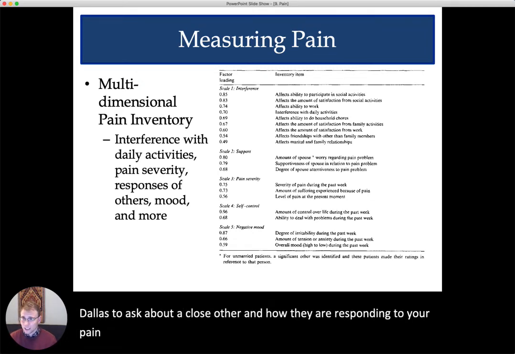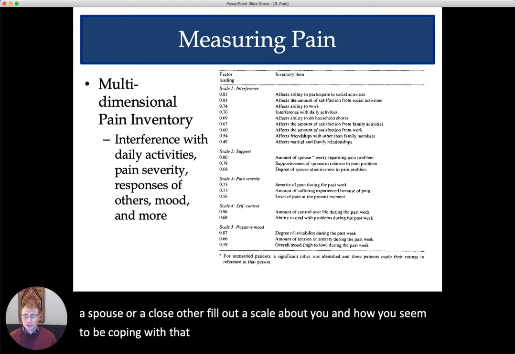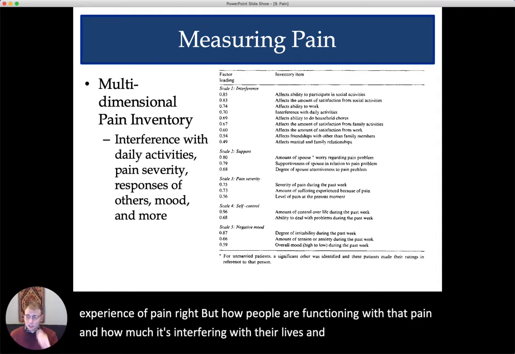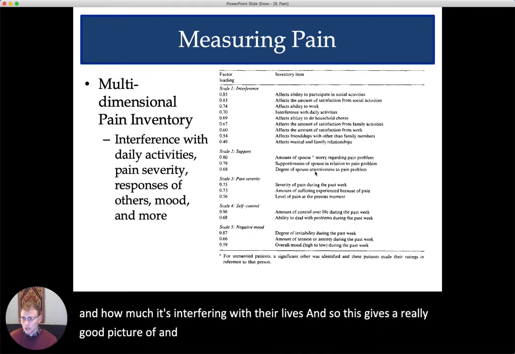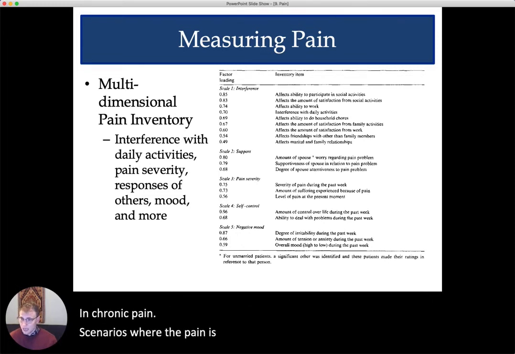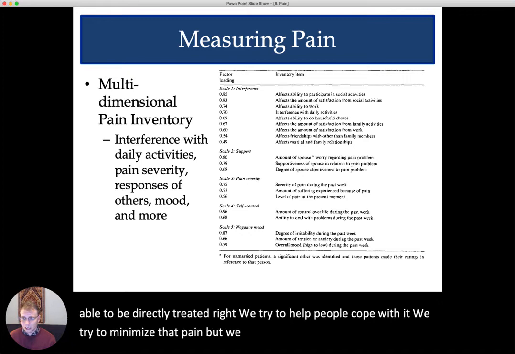And often in these multidimensional pain inventories, they'll also have a spouse or a close other fill out a scale about you and how you seem to be coping with that pain. And so this really gives a picture not just of the experience of pain, but how people are functioning with that pain and how much it's interfering with their lives. And so this gives a really good picture of that, and is mostly used in chronic pain scenarios where the pain is going on for a long time and may not be able to be directly treated, right? We try to help people cope with it. We try to minimize that pain, but we can't fully remove the source of that pain.